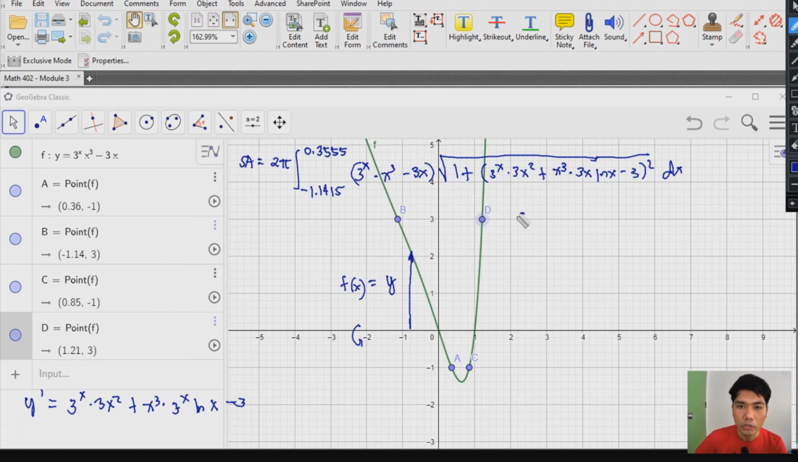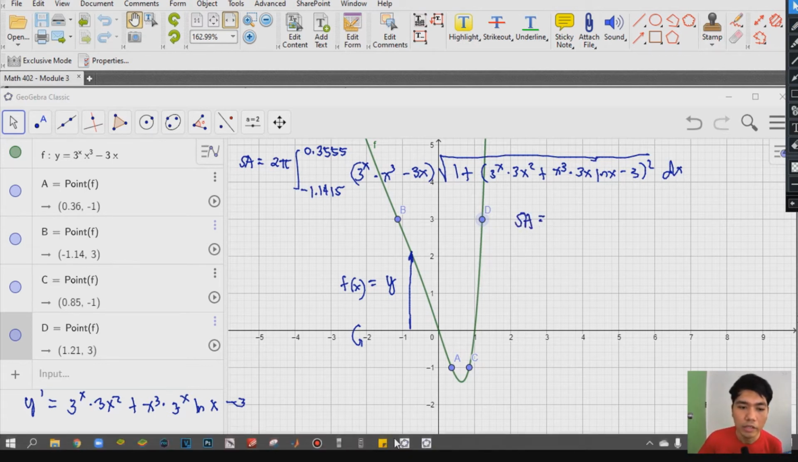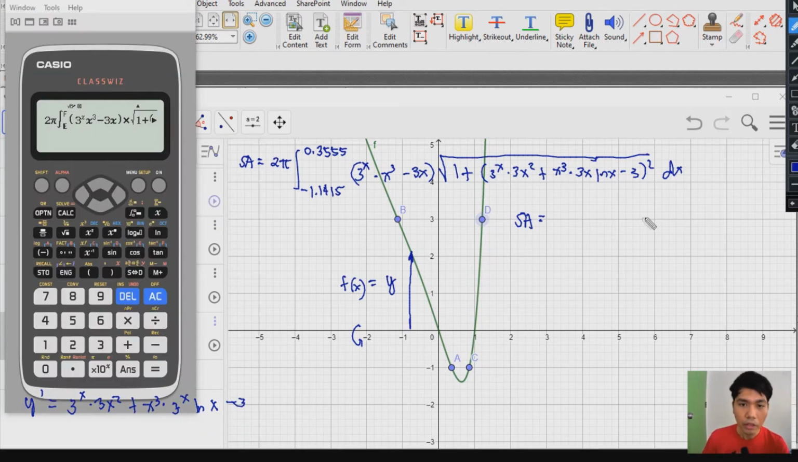Okay, so the surface area, upon computing, this shall give us the correct answer. Now, na-notice ko pala na ln of x pala yung ginawa ko dito. So, this should be ln 3. So, let's just rewrite this. Then, this one, ln of 3 as well. Okay. Yan. So, hopefully, we could arrive at the same result.